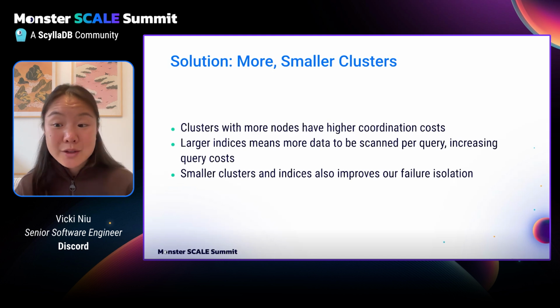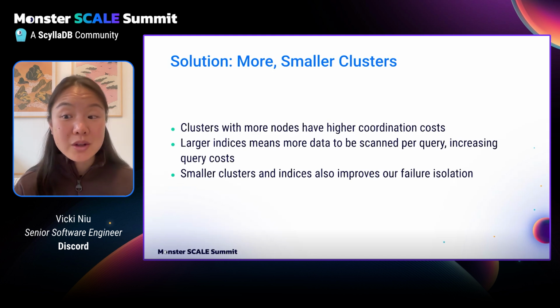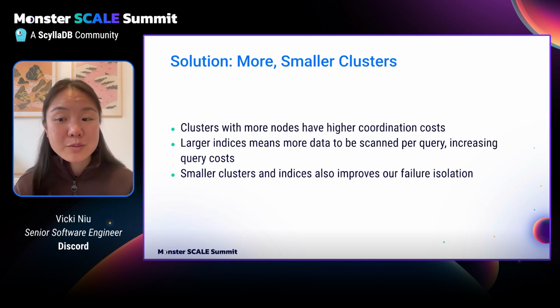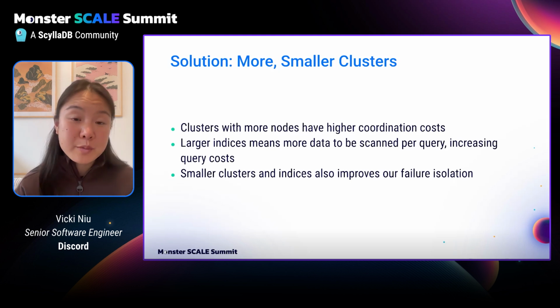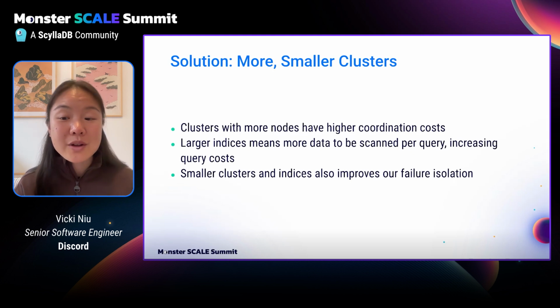Additionally, as our data grew, it also meant that we had larger indices. This means that for each query, we have to scan over more data, which ultimately increases query latency. So smaller clusters and indices seemed like the right solution to improve performance, but also to further improve our failure isolation.